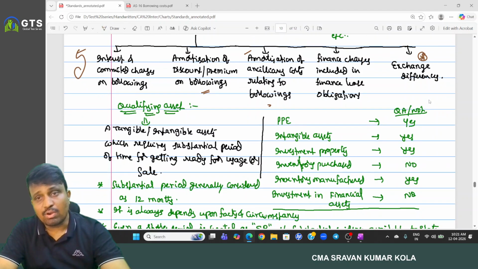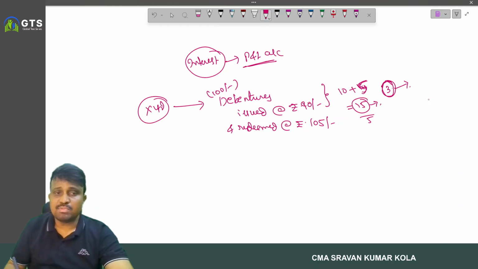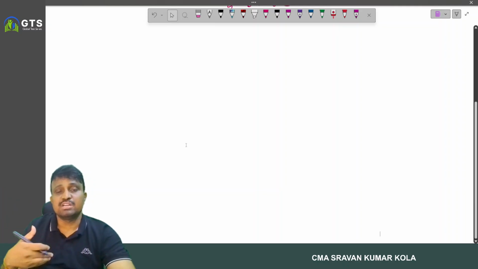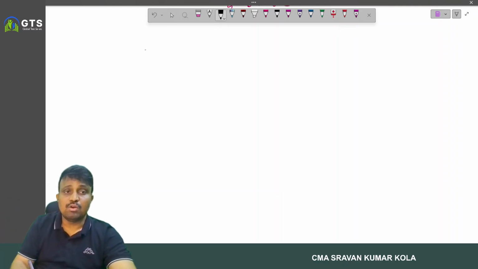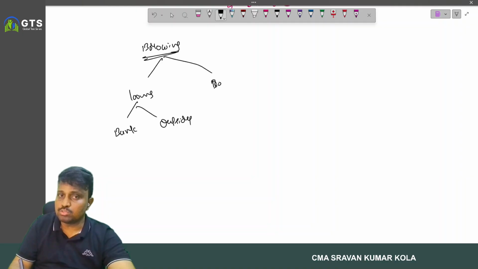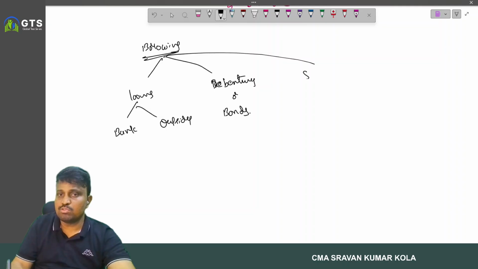Now, one more thing: any interest or other committed cost incurred in relation to the borrowing. What is meant by borrowing here? Borrowing stands for any loans taken from a bank or from an outsider, any amount raised through debentures or bonds, etc., and any amounts raised through shares.